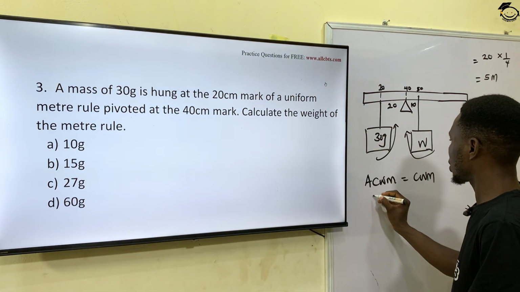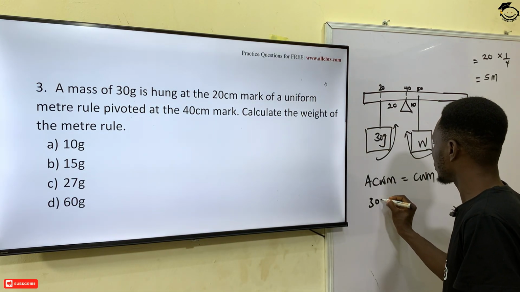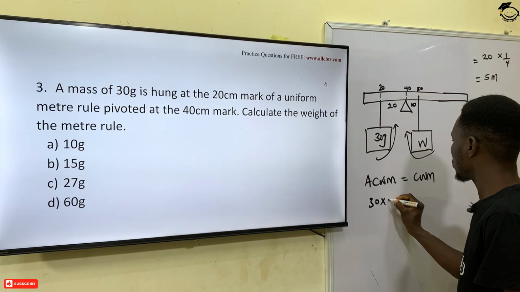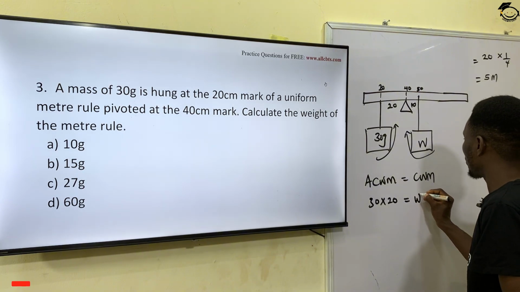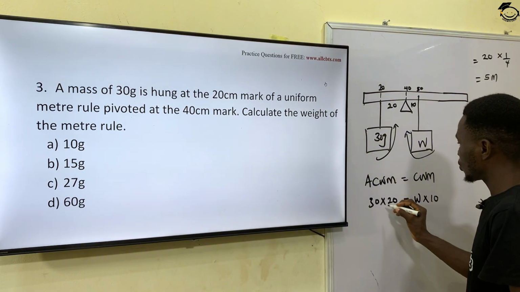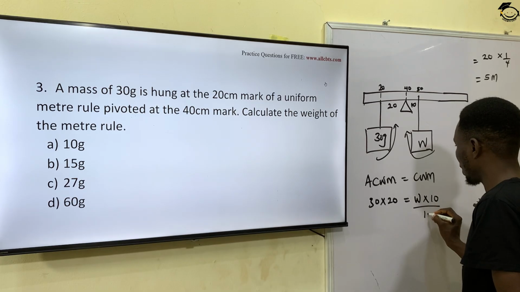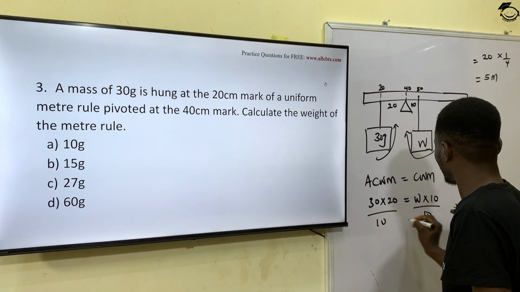So here we're just going to say this will give me 30 times the distance between the mass and the pivot, which is 20, is equal to my clockwise moment. I have the weight times 10. So this will give me, I'll divide both sides by 10.